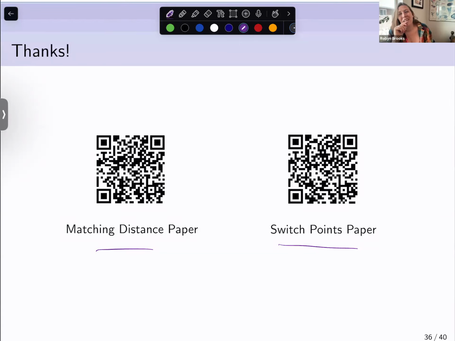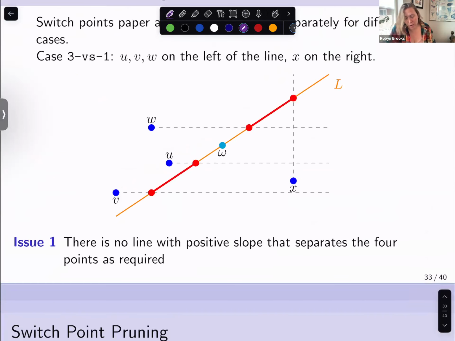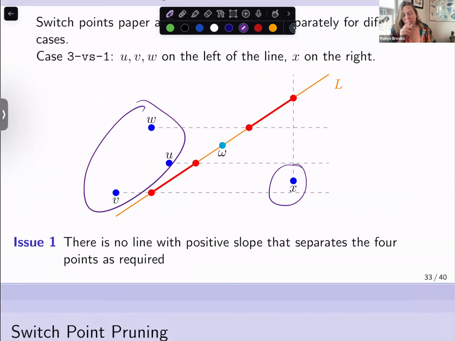The generation of the switch points is very highly determined by these push configurations, right? So there's the push configuration of three points on the left and one point on the right. We have this where there are two pairs that are split by the line. We also have this configuration where I have one pair on one side and one pair on the other.